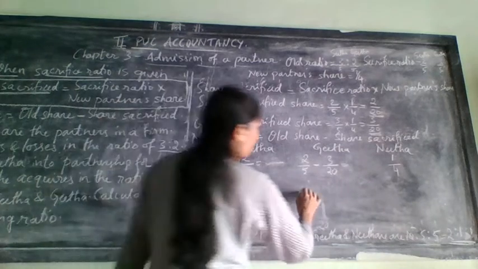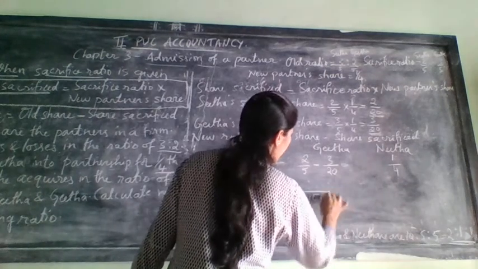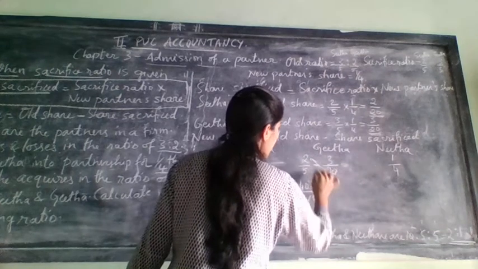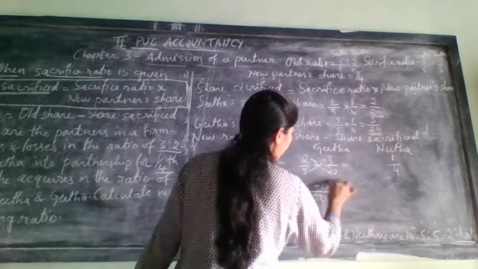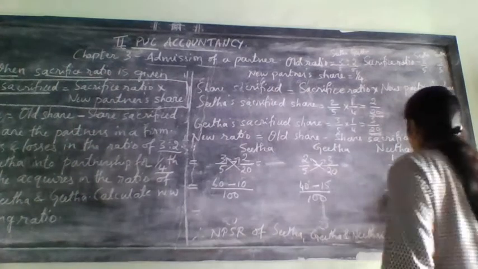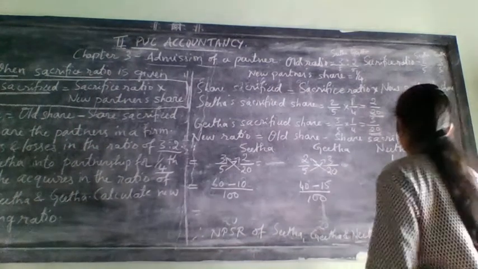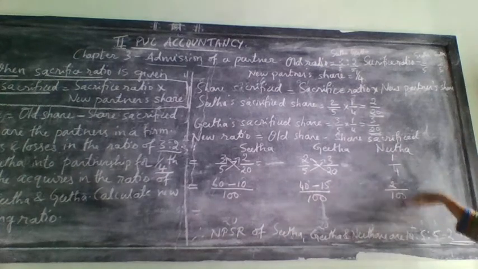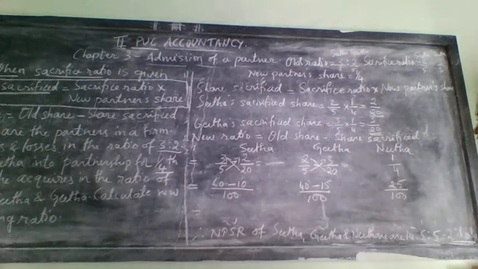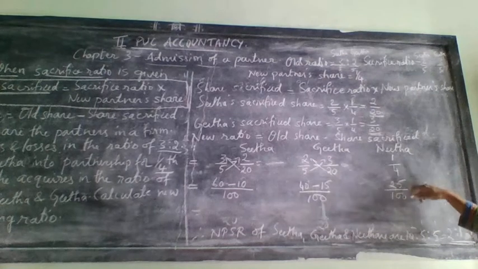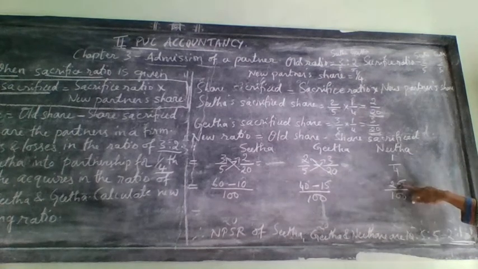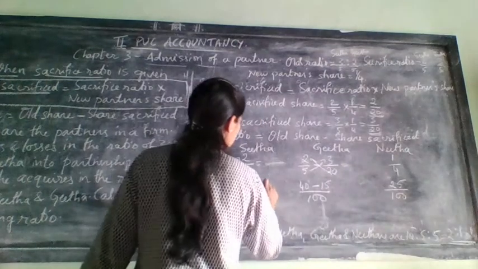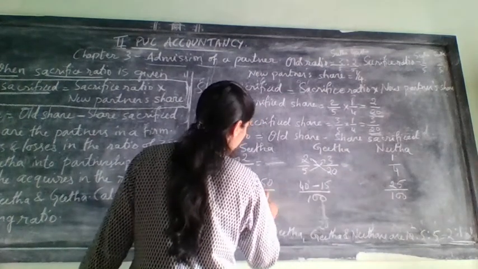Next here, again 100, it will come 20 2s are 40, minus 5 3s are 50. Here again convert this into 100. How much will it come? 4 2s are 8, 4 5s are 20. That means 25 it will come. So 25 1s are 25. So your answer will come 60 minus 10. It is 50 here. 50 by 100.